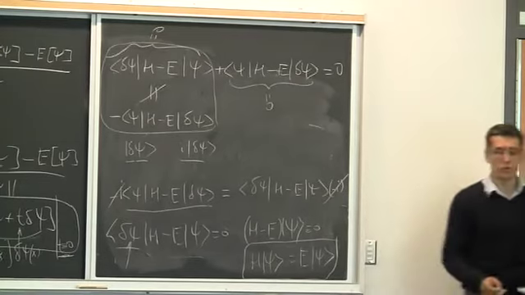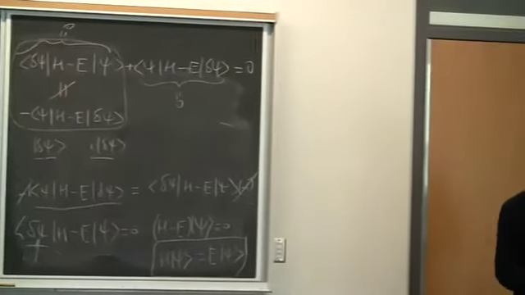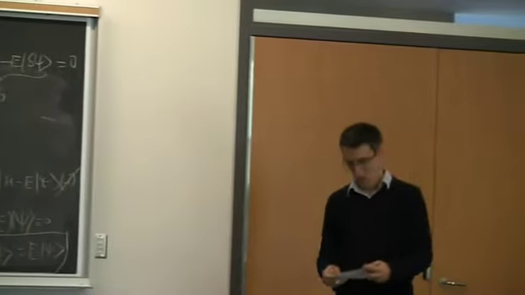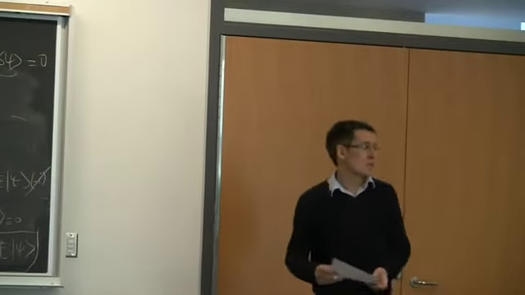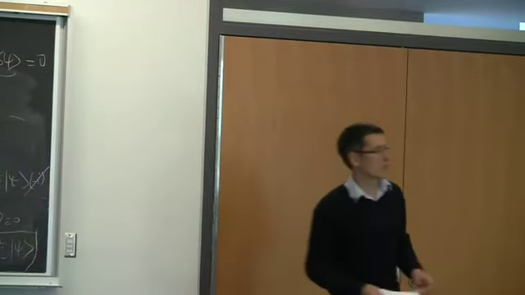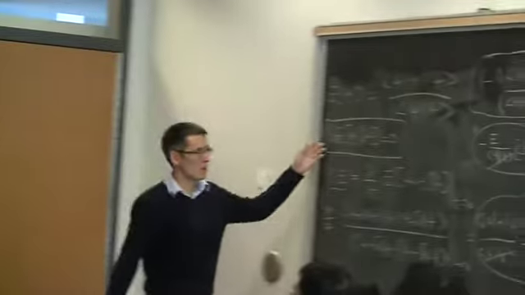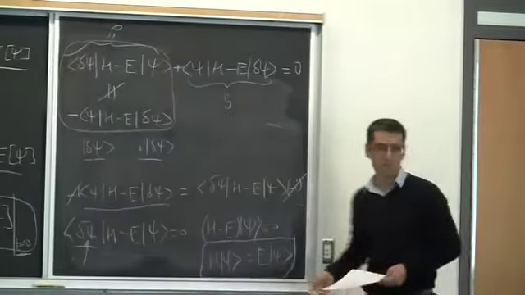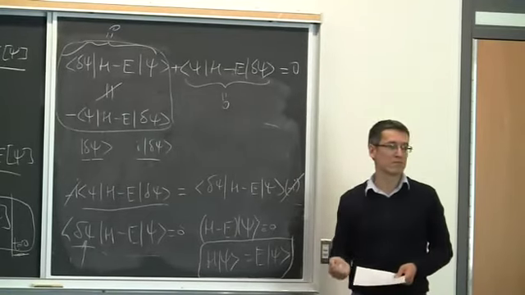So this shows that if you do complete variation in an infinite dimensional space, then starting with the variation condition, you obtain the time-independent Schrödinger equation. Okay?